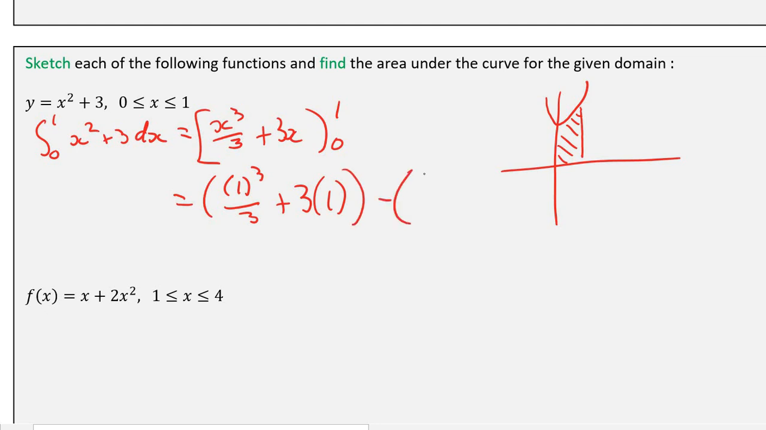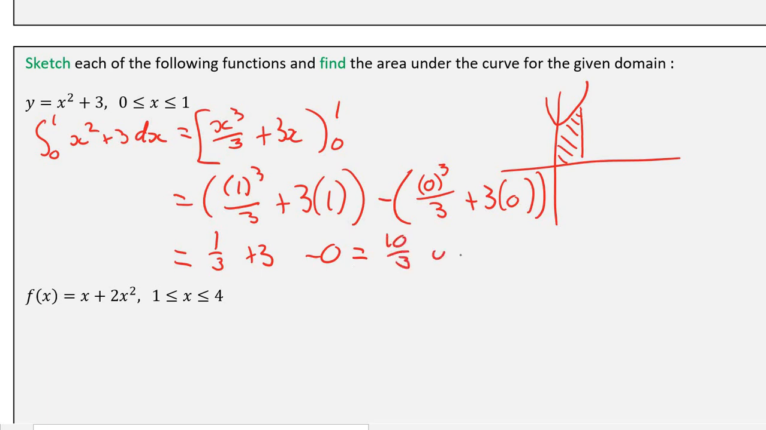minus... What are you noticing when we have 0 as a bound, guys? Is that always going to be the case? Very rarely from this point on will that be the case. Generally, there is something in that second bracket. And a lot of the time it ends up being a double negative, just for some forewarning. So we end up with minus 0, so we end up with 1/3 plus 3 minus 0, so that would be 9/3, 10/3 units squared.